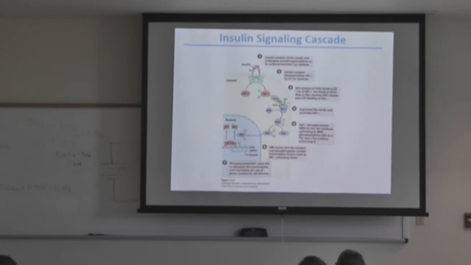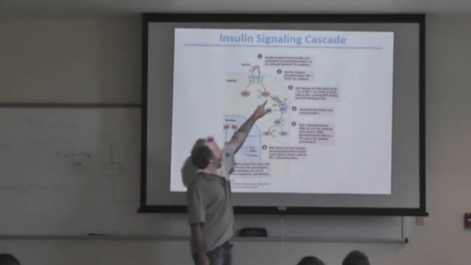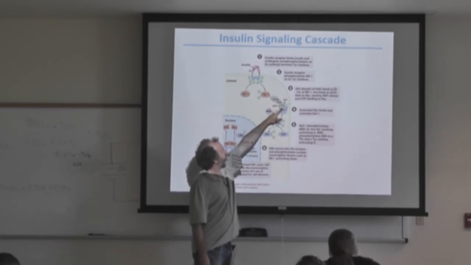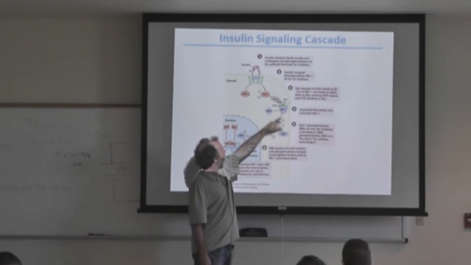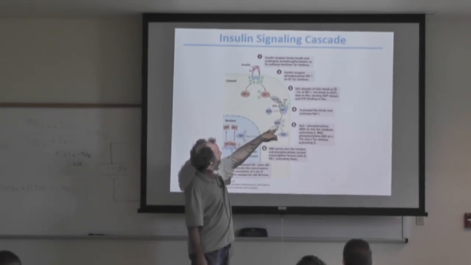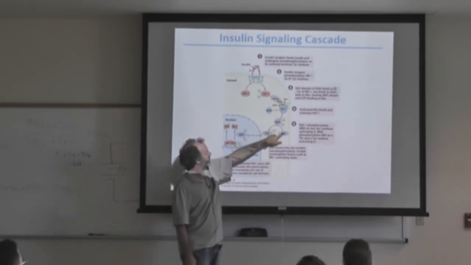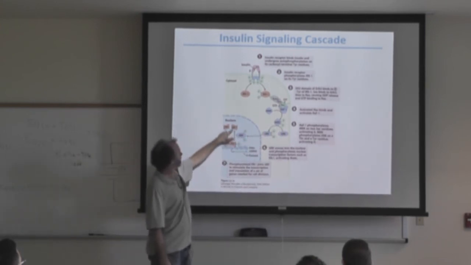I think that's shown in this figure. So insulin, IRS gets phosphorylated, binds to GRB2 and SOS, activating RAS. When it's bound to RAF1, it phosphorylates MEK. MEK phosphorylates ERK. ERK phosphorylates ELK.